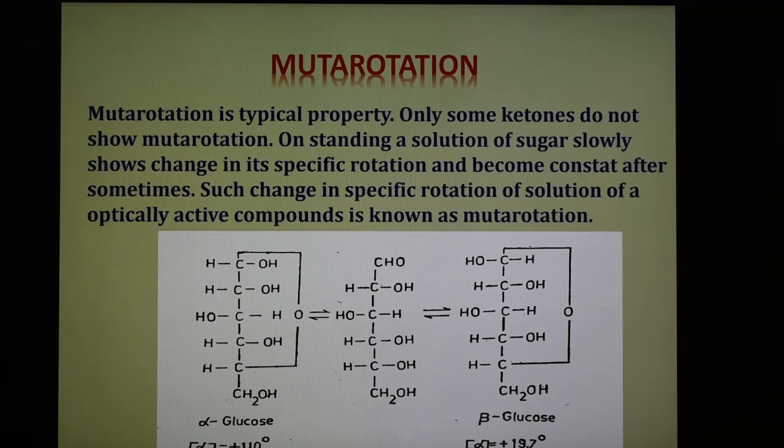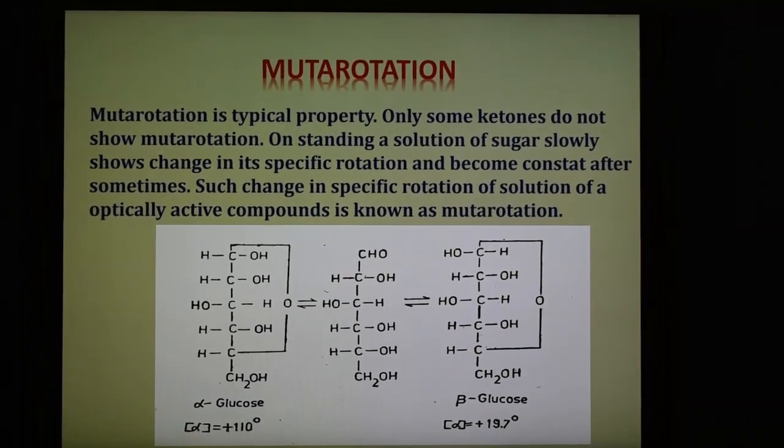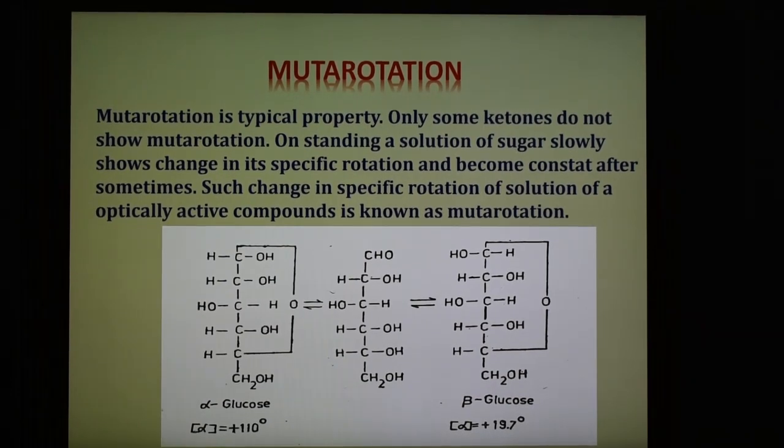I am again repeating, such spontaneous change in the specific rotation of a solution of an optically active compound is known as mutarotation. For example, there are two forms of glucose. Alpha glucose is a form which can be obtained by crystallization of glucose from cold ethanol; its melting point is 146 degrees Celsius and the specific rotation is plus 110 degrees. Another form is beta glucose. It can be obtained by crystallization of glucose from hot pyridine. Its melting point is 148 degrees and specific rotation is plus 19.7 degrees.